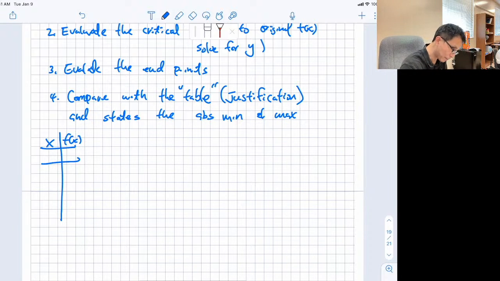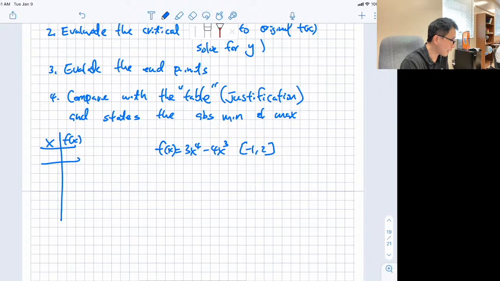All right, here's a question. f of x is equal to 3x to the 4th minus 4x to the 3rd, between -1 and 2. Between -1 and 2, you want to find the absolute maximum and absolute minimum. We're also going to talk about the value in a second. Give me a second, we'll talk about that later. I'll let you work it out.